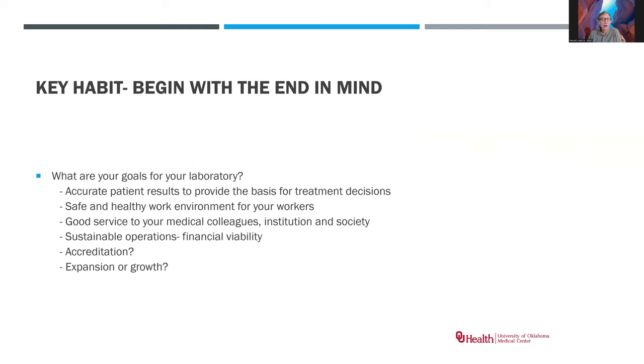So, with that in mind, let's talk about another key habit for healthy laboratories. And that is beginning with the end in mind, recognizing where you want to go. Do you want your lab to be accredited? Do you want your lab to provide accurate results? Do you want a safe and healthy work environment for your workers? Do you want to provide good service to your institution, to your society? Do you want to be sustainable? Do you want to survive for 10 years or 20 or 30 or forever? What is your goal? Where is it you're trying to head?